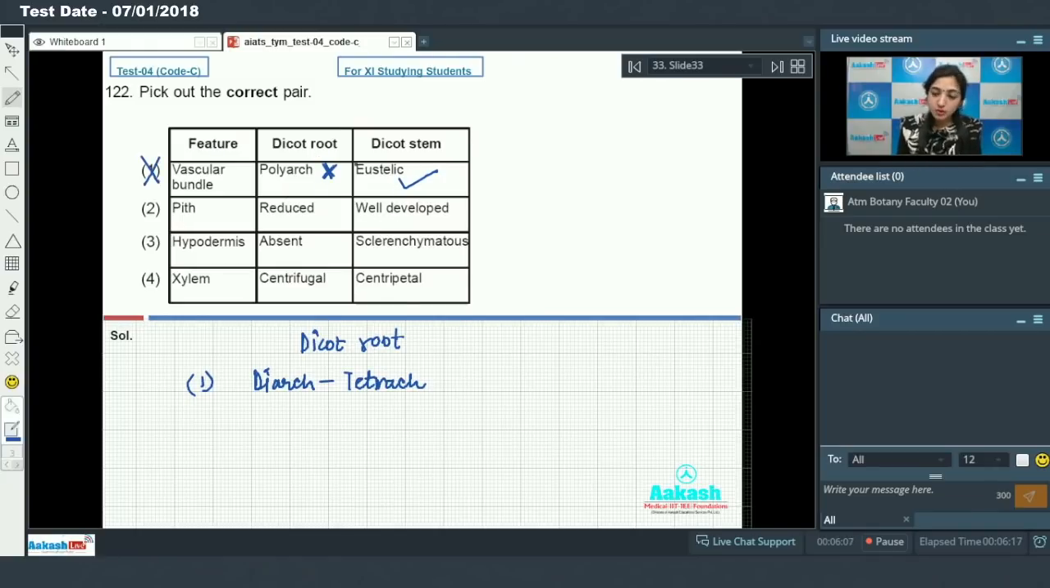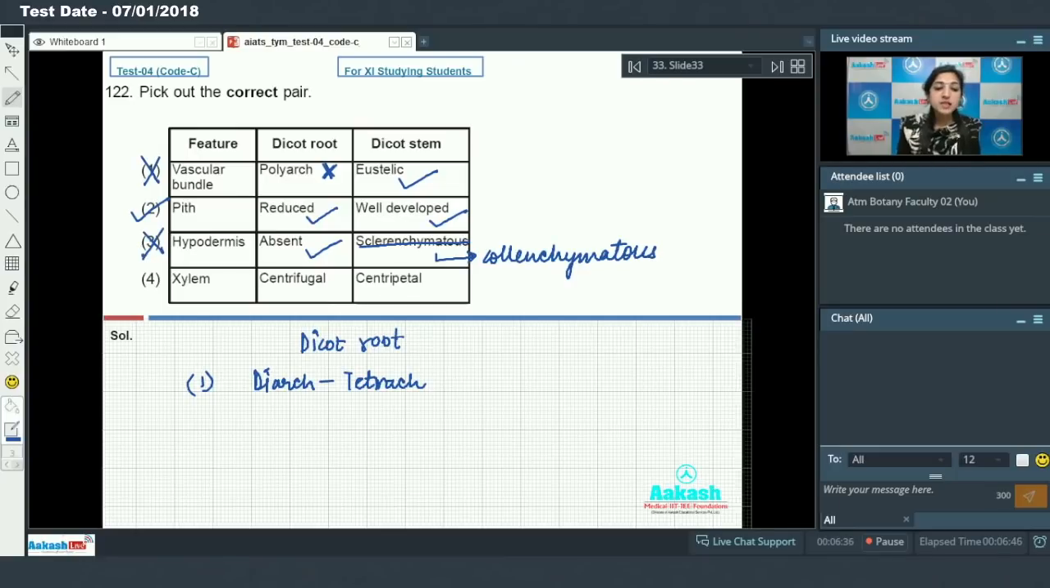Pith in dicot root is reduced, correct. Whereas in dicot stem it is well developed, correct. So this is the correct option. Hypodermis is absent in dicot root, correct. And hypodermis is sclerenchymatous in dicot stem. No, it is not sclerenchymatous, it is collenchymatous in dicot stem. So this option is ruled out.